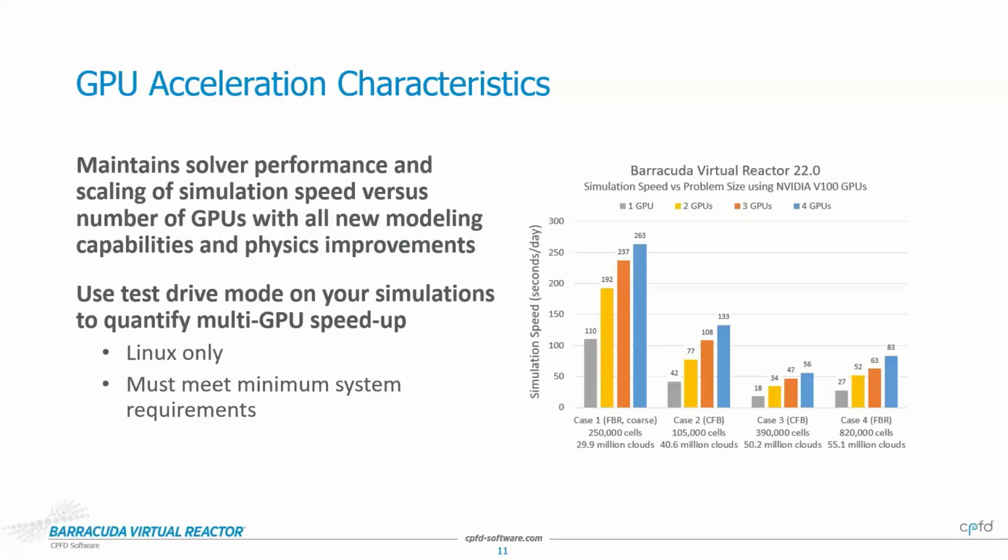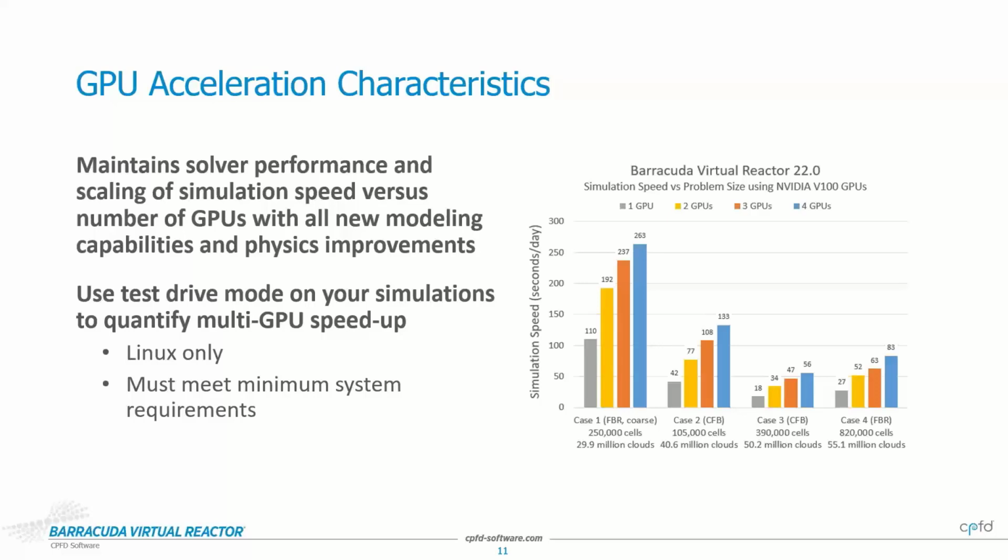And here at CPFD, we're dedicated to a pleasant user experience that allows for quick and accurate modeling of your particle and fluid system. So users of Virtual Reactor 22 can expect simulation speeds equivalent to Virtual Reactor version 21.1. The 22 release includes all of the new modeling capabilities and physics improvements we've discussed so far in this webinar, while maintaining solver performance and scaling of simulation speed versus number of GPUs.